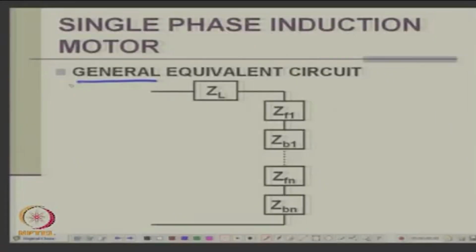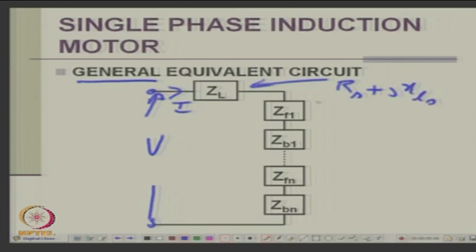Now, we will represent the equivalent circuit of a single winding machine like this. This is V and this is I. This is the leakage impedance ZL, typically Rs plus jXls.